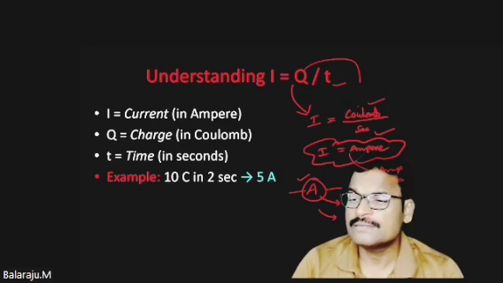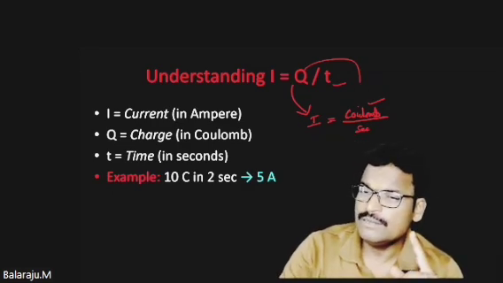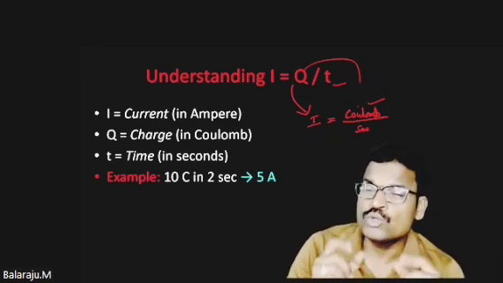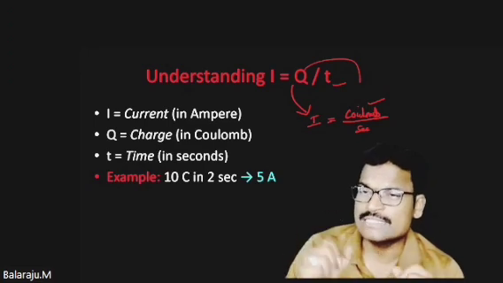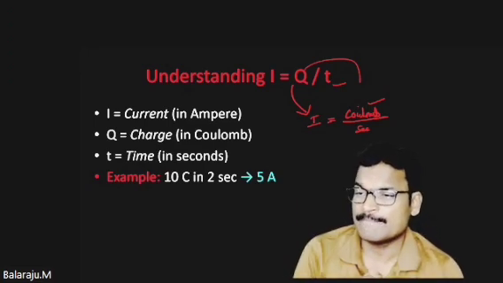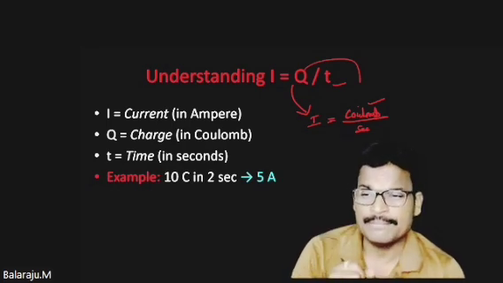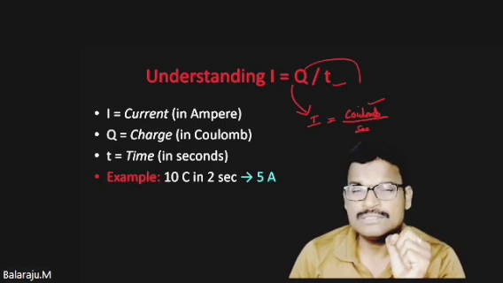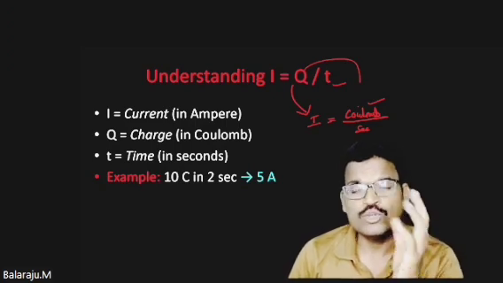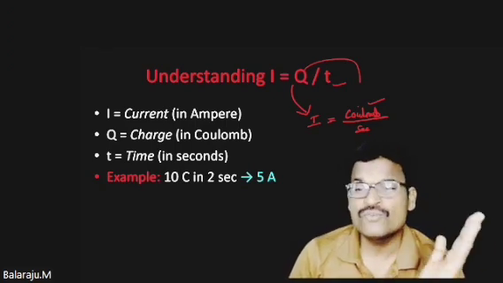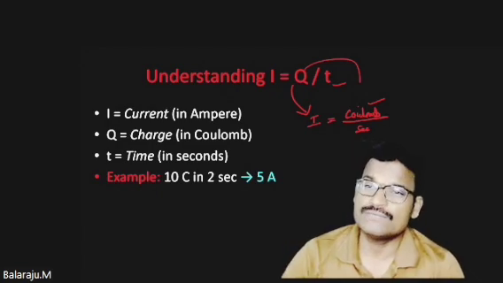Any questions? Listen. One example. 10 coulombs in 2 seconds means how many amperes of current is passing? Means he has given the charge and time. The charge is 10 coulombs, time is 2 seconds. 10 coulombs in 2 seconds means how much current? 5 amperes of current. Make a note of this.